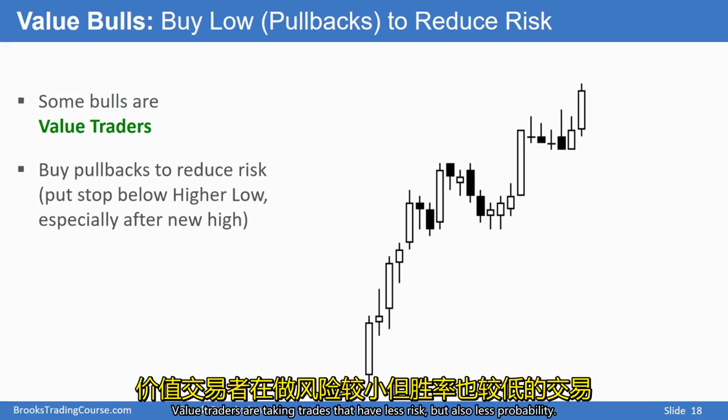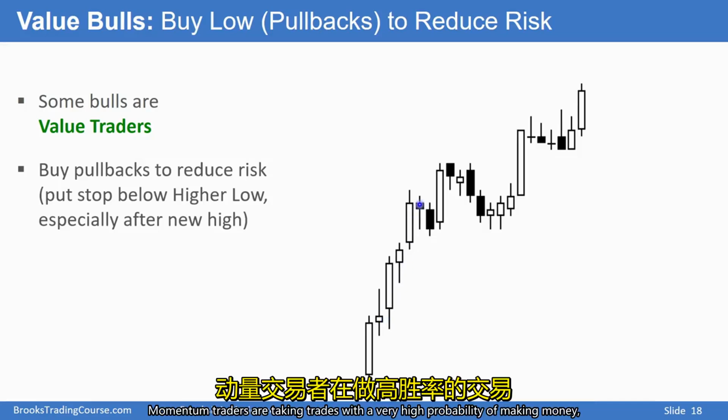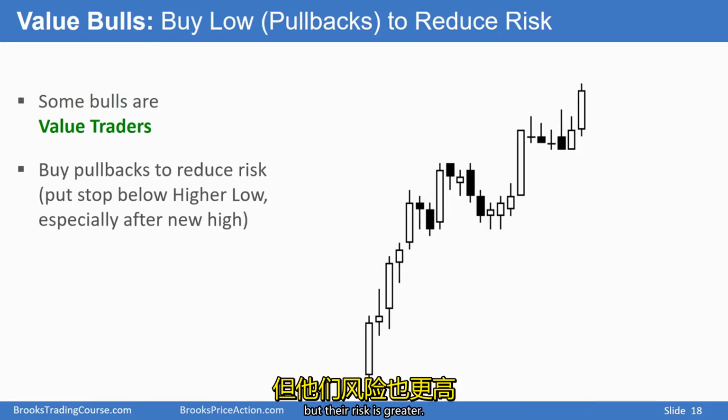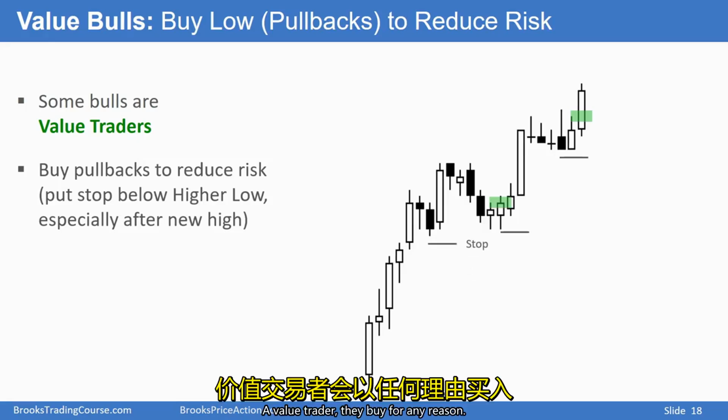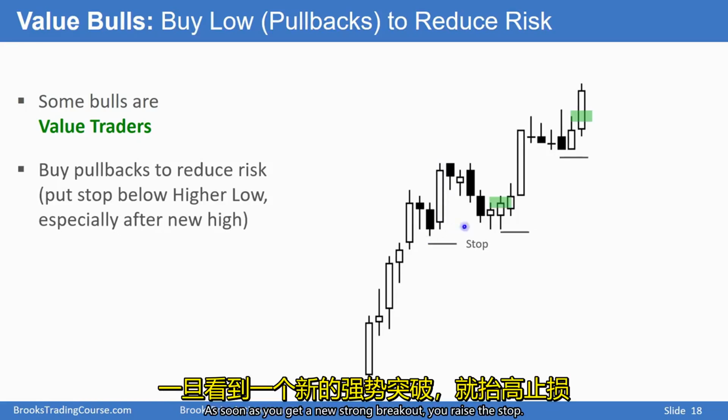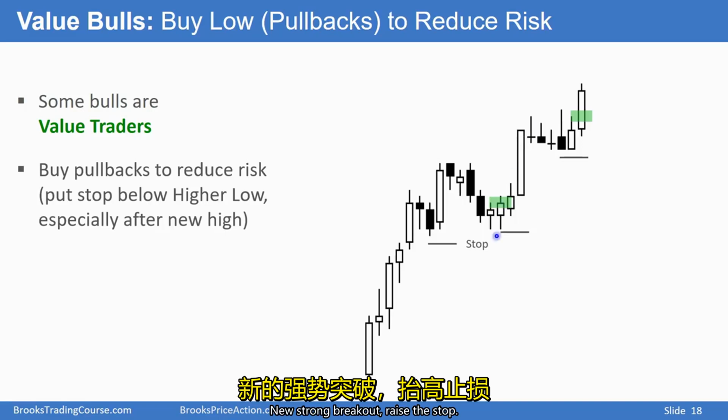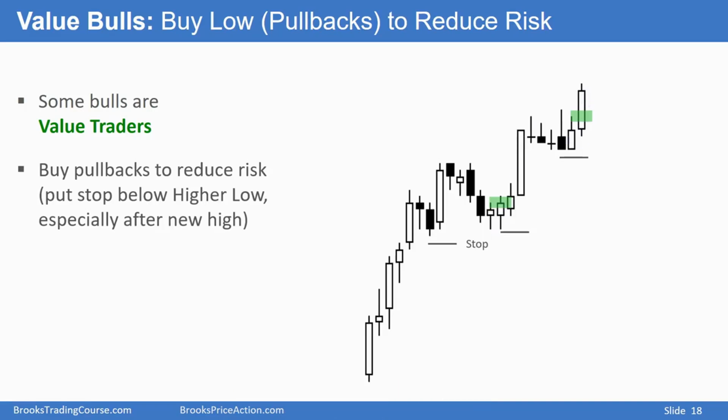Value traders are taking trades that have less risk, but also less probability. Momentum traders are taking trades with a very high probability of making money, but their risk is greater. Their stop is further below. A value trader, they buy for any reason. As soon as you get a new strong breakout, you raise the stop. New strong breakout, raise the stop. New strong breakout, raise the stop.